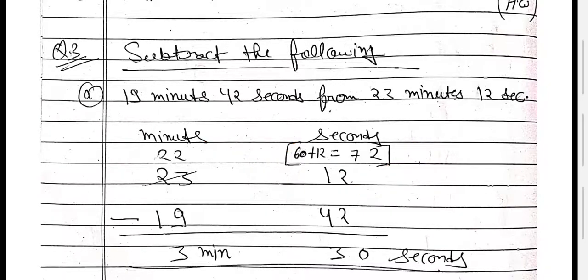It becomes 72. So when you take one carry from this side, here remain 22, and this minute comes to this side as 60 seconds. Then 60 plus 12 becomes 72. Now just subtract: 2 minus 2 is 0, and 7 minus 4 is 3. So it becomes 30 seconds.